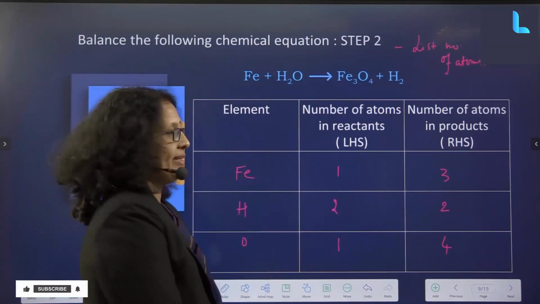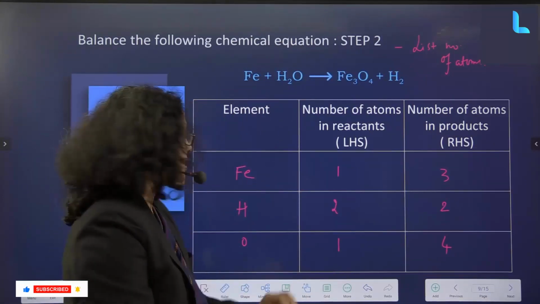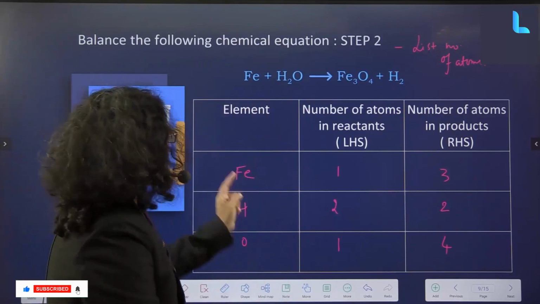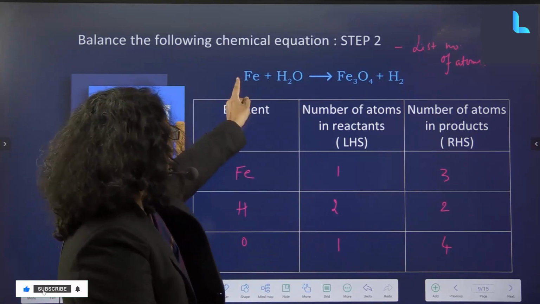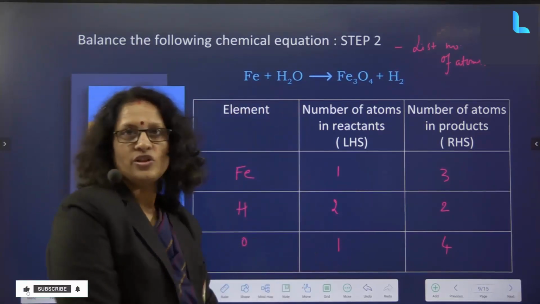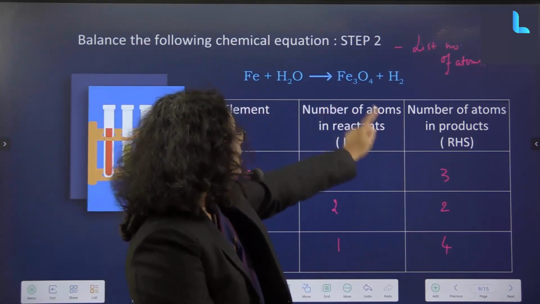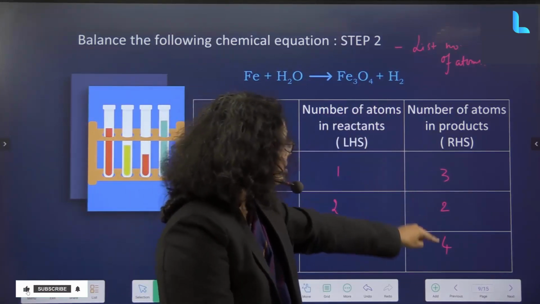Now what is the second step? Second step, we will make a table first. Left hand side, right hand side, each atom. How many atoms are present? There are a total of only 3 atoms: iron, hydrogen, oxygen. Left hand side, 1 iron. How many hydrogen? 2 hydrogen and 1 oxygen is present. We have written that. Then right hand side, how many iron are present? 3. How many hydrogens are present? 2. And how many oxygen?